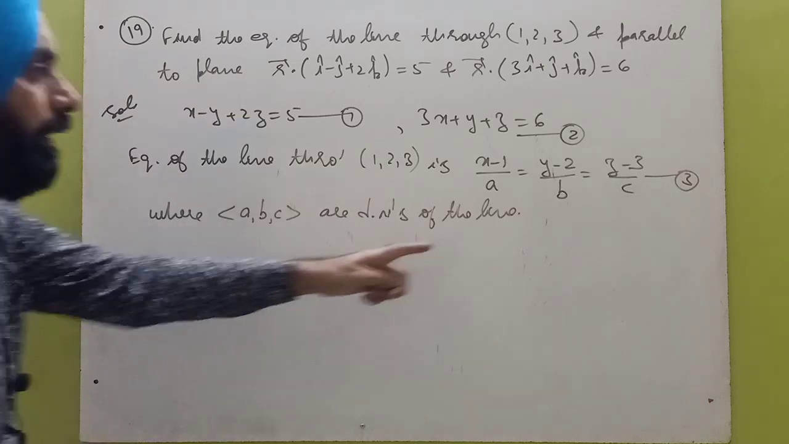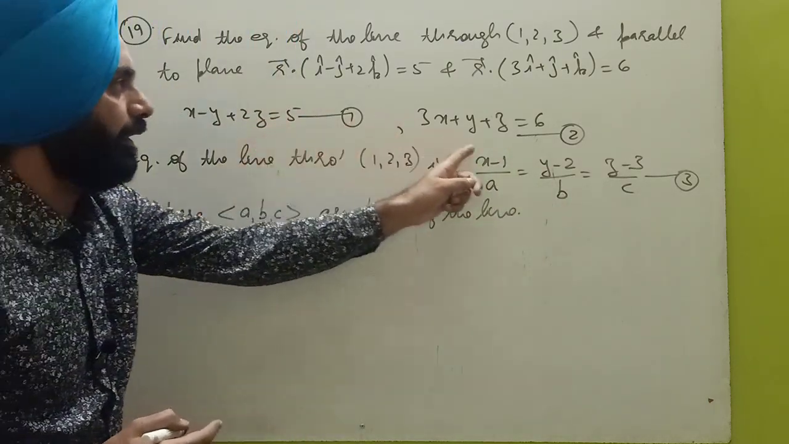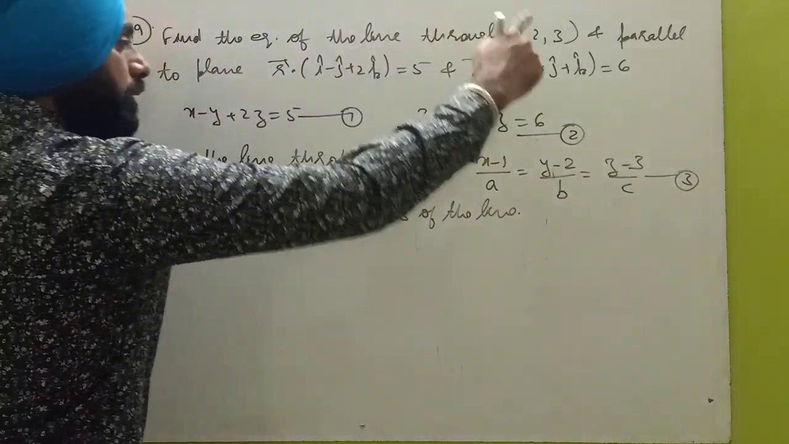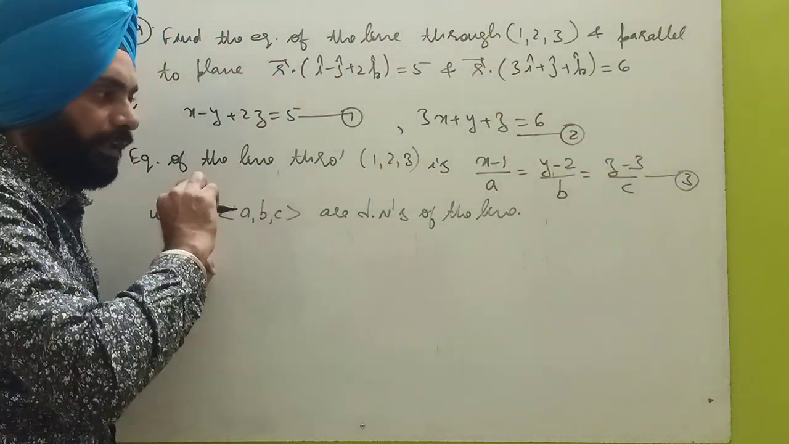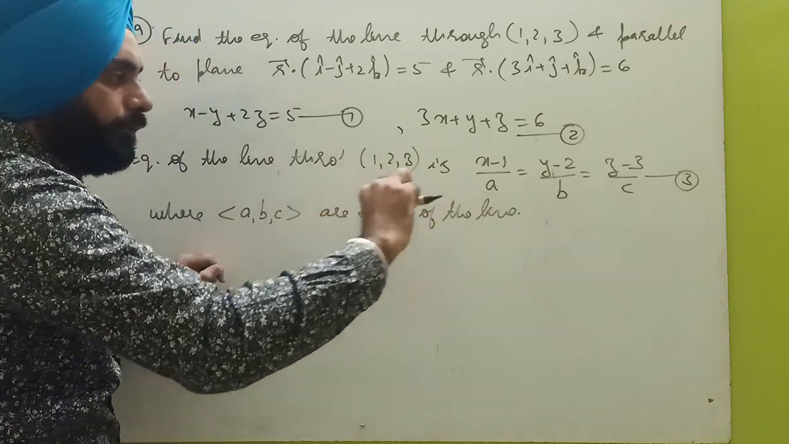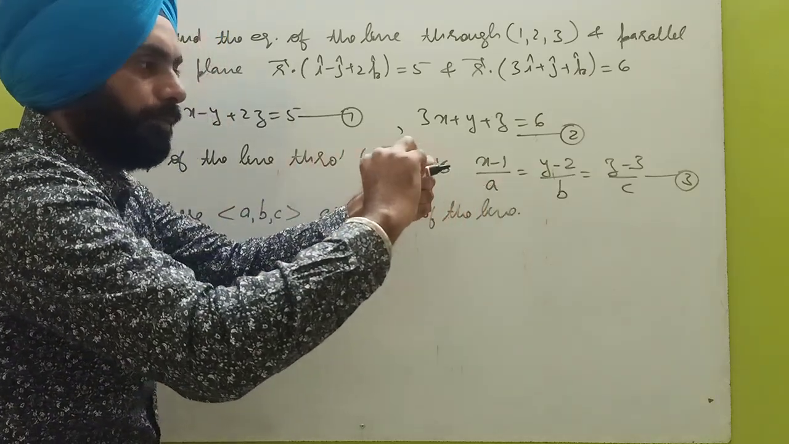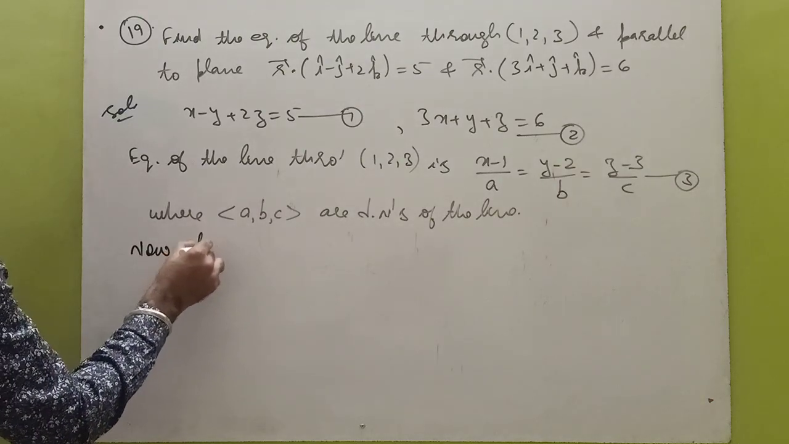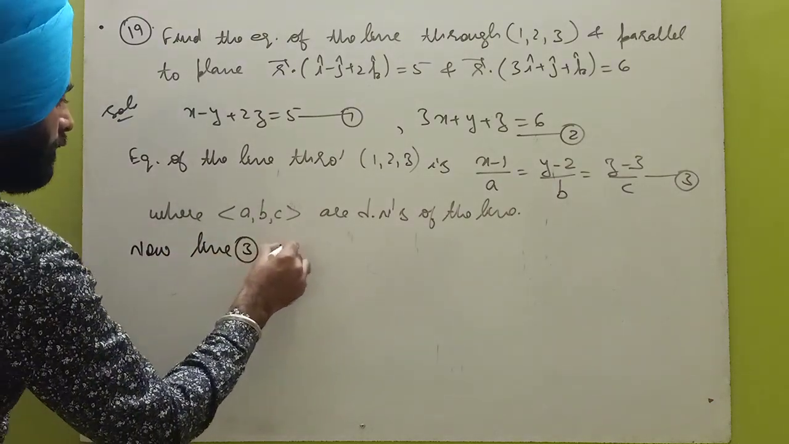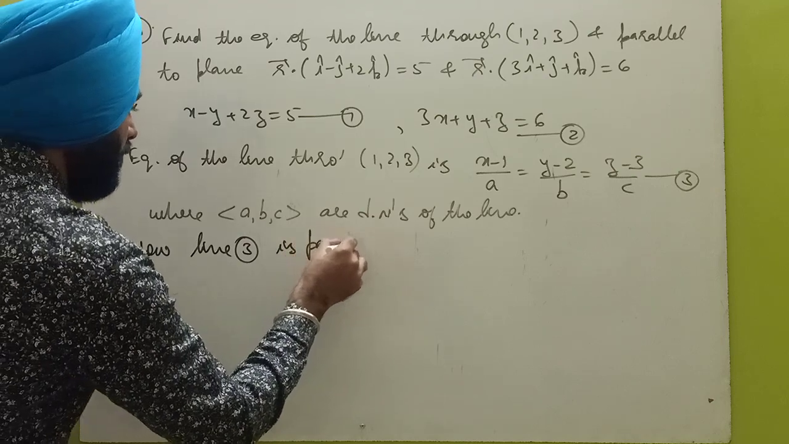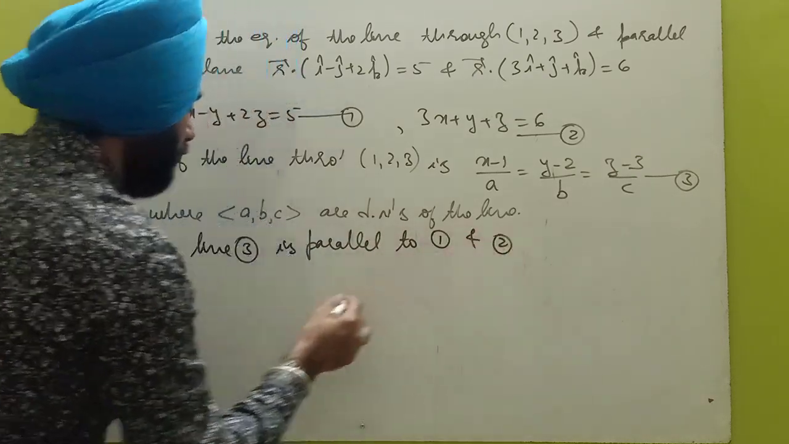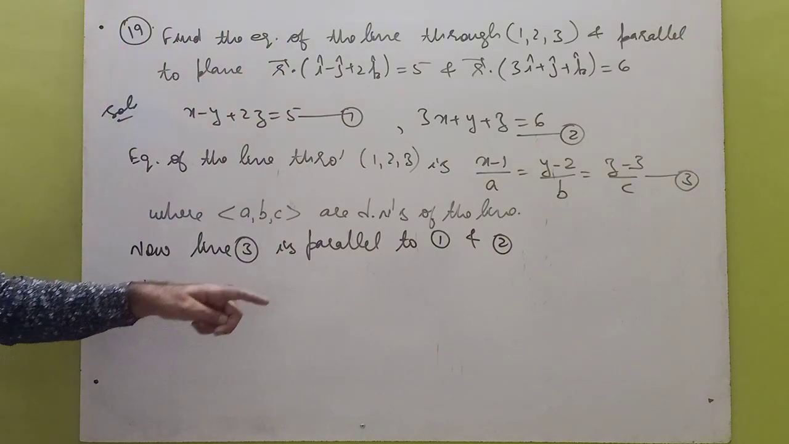Now this line number 3 is parallel to plane 1 and plane 2, which are given. Any line which is parallel to a plane, let us take this as a plane, our line is parallel to this plane. So the normal of the plane is perpendicular to the line. Now line number 3 is parallel to planes 1 and 2. Therefore we will take the product of the direction numbers as 0.